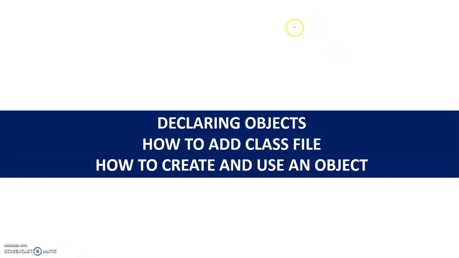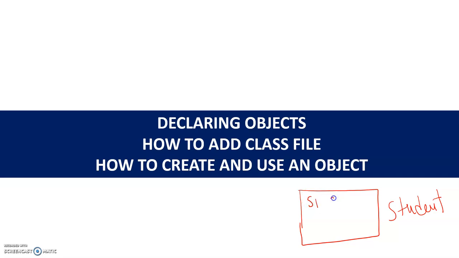If, for example, this is my class Student, then each student will be my object, right? So here we have different objects. We have already discussed this, but today we will see how to declare the object in VB.NET, how to create or add the class file, and how to work with the objects. So let's start.